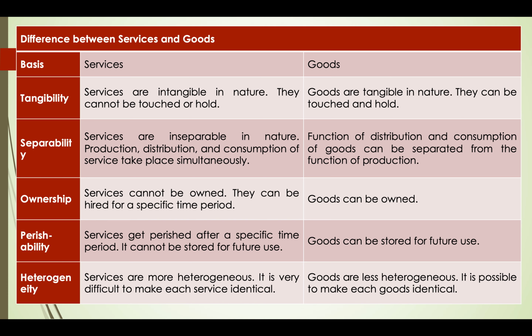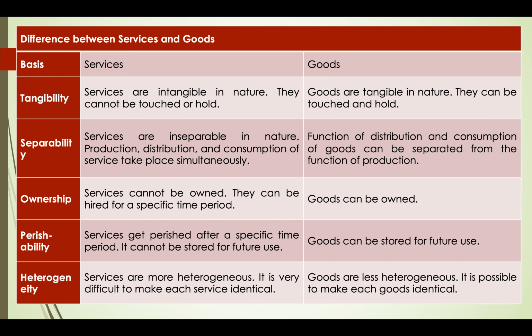Third difference is the ownership. Services cannot be owned, they can be hired for a specific period of time. Whereas goods can be owned, you buy a smartphone, you own it, you can keep it for your lifetime as well. But on the other hand, services like the services of a saloon or gym can be hired for a specific period of time. They can't be owned for the entire lifetime. You can't take the services of a saloon and store it and own it and use it in future as well. This is not possible.